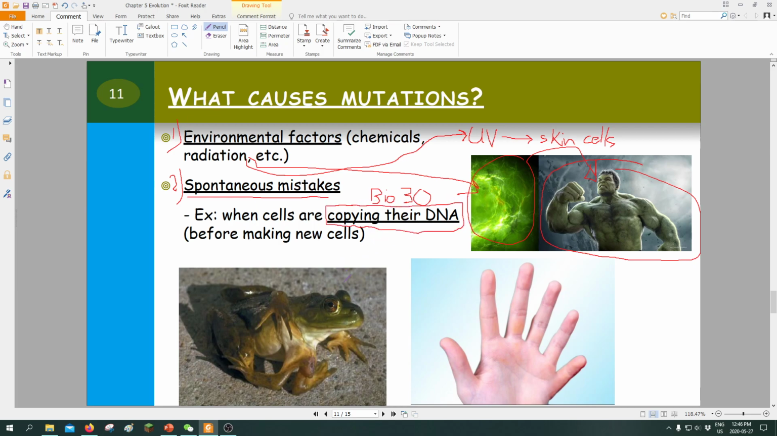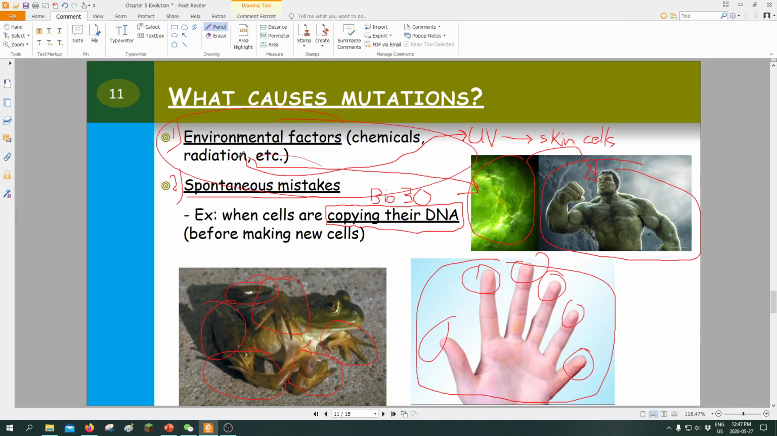You're going to learn more about that in Bio 30, but that could possibly cause, for example, take a look at this frog over here. We have 1, 2, oh God, 2, 3, 4, 5, 6 appendages on this poor little frog here. Or you can have a person with 6 fingers, right? Count them. 1, 2, 3, 4, 5, and 6. So these could be just mistakes in the copying of DNA. Who knows? But these are the two areas where you can get mutations: environmental factors, or spontaneous mistakes in the copying of DNA.